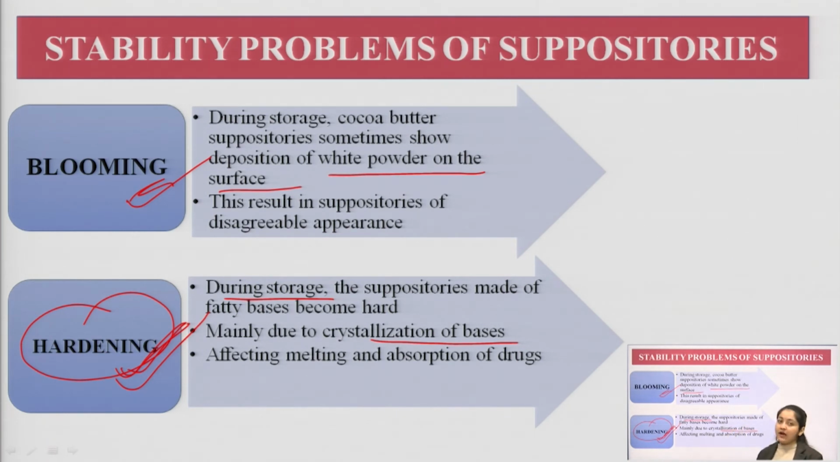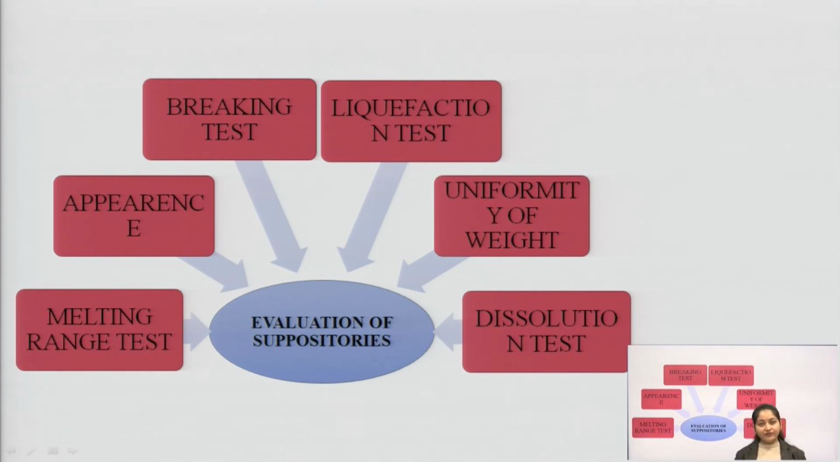So, blooming and hardening are the two problems of suppositories that occur if the suppositories are not kept in proper condition. Now, moving on to a different topic known as evaluation of suppositories. Evaluation of suppositories is very important in order to check the stability, the uniformity of weight, and the appearance of the suppository, because whenever it reaches the market, it should maintain its integrity, firmness, solidity, its aesthetic value, and all such things. So, it is very important that whenever we have manufactured suppositories, their evaluation is also of prime concern for us.